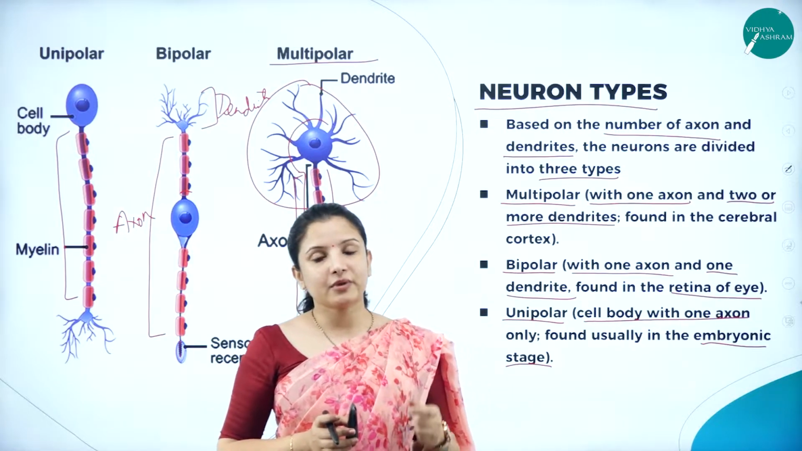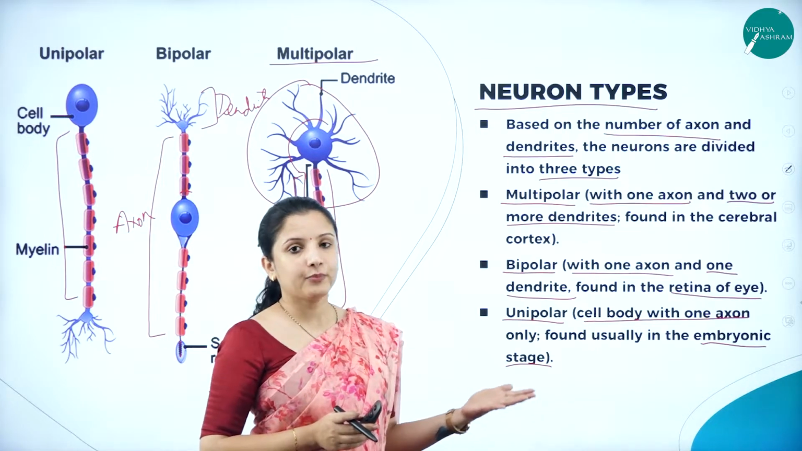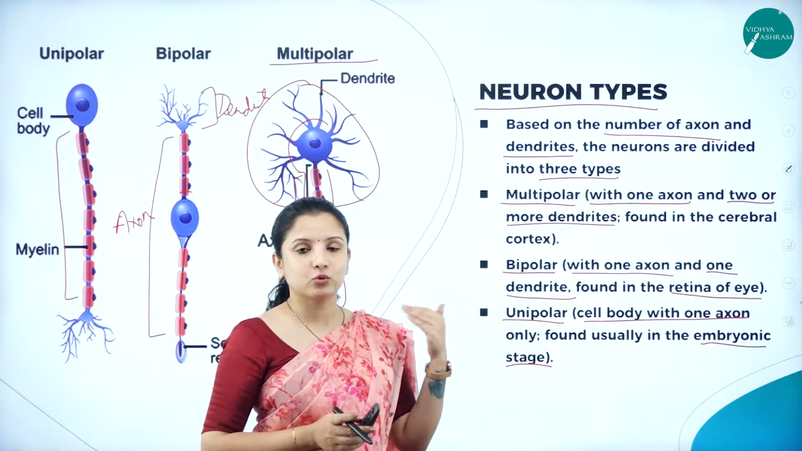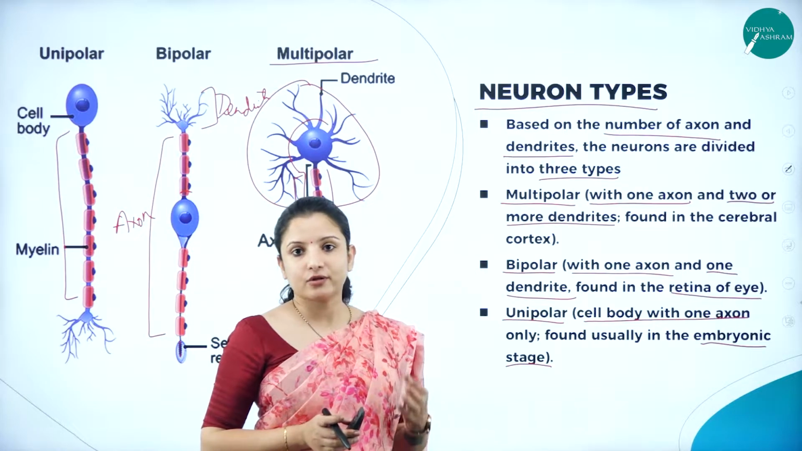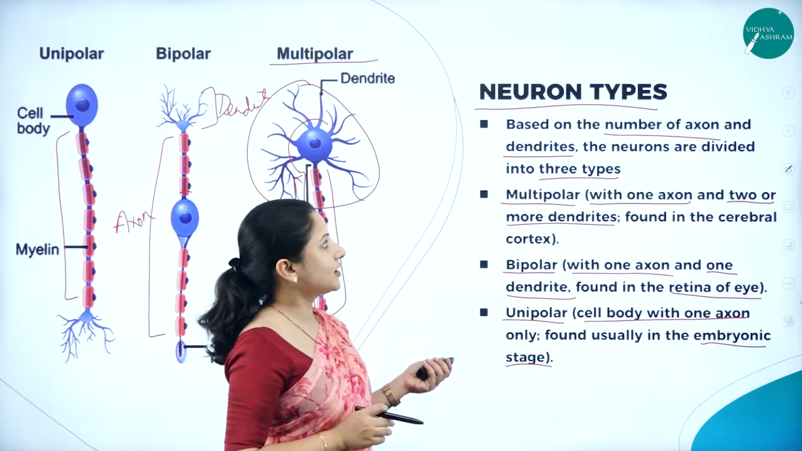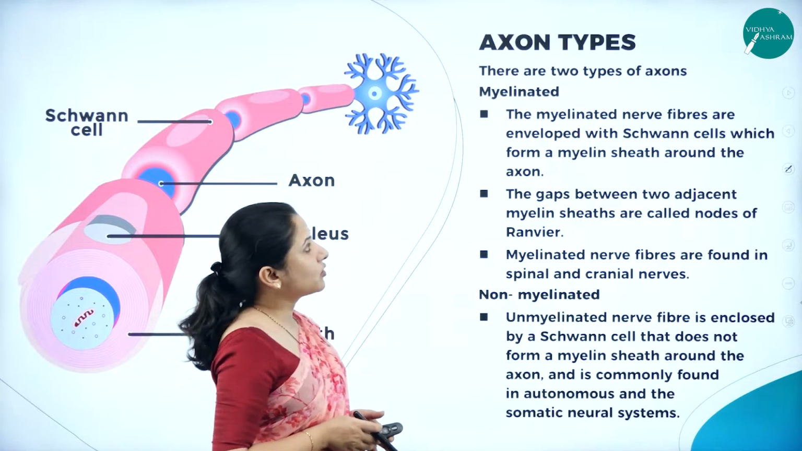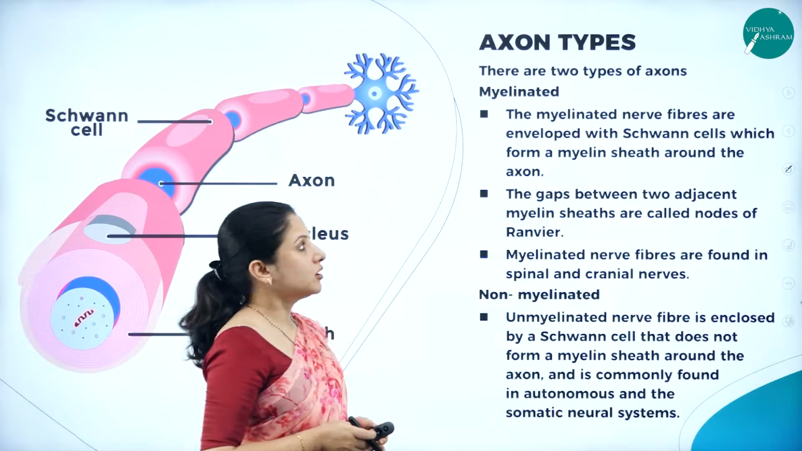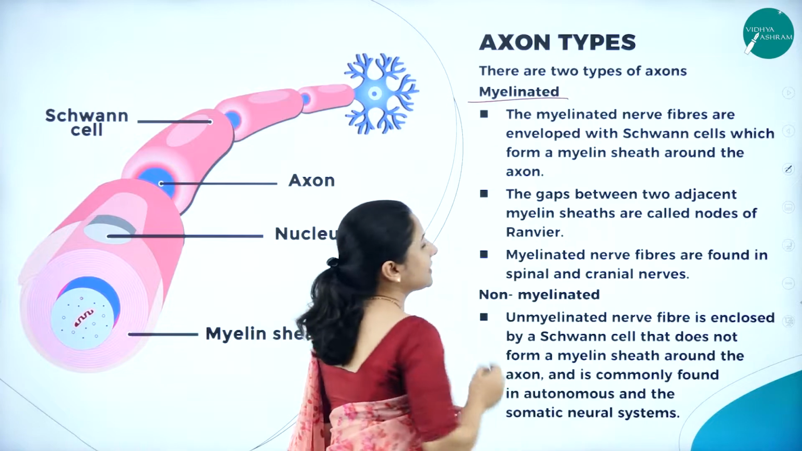So multipolar means one axon with many number of dendrites. Bipolar means one axon with one dendrite, and unipolar means only axon and no dendrite present. So these are the different neuron types. So here let's study about the types of axons now. So there are two types of axons. One is called as myelinated axon.